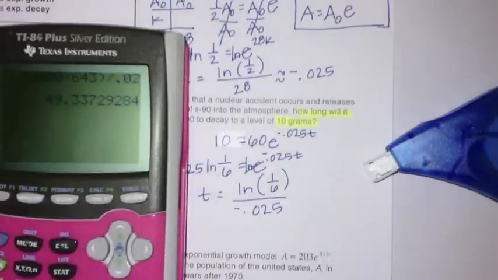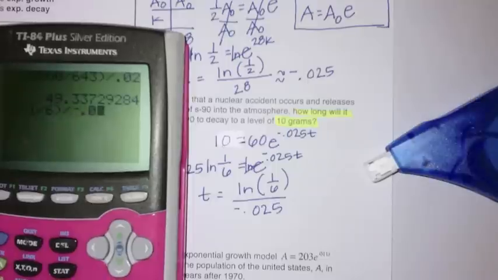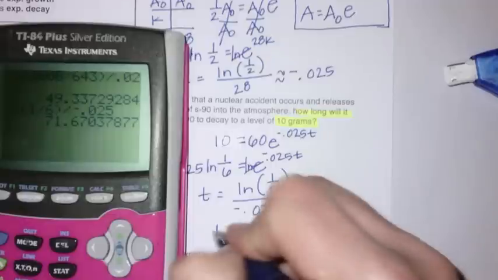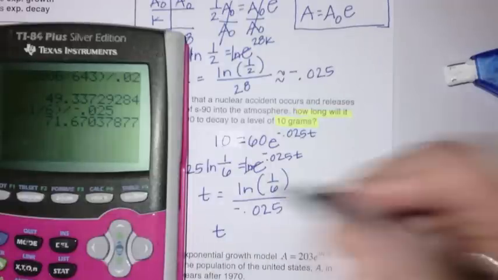Which now we can do natural log of 1 divided by 6. Close that argument. Divided by negative 0.025 is 71.6 years.